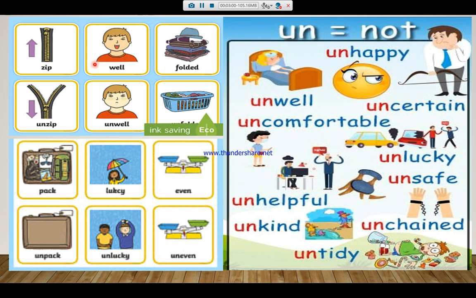Here we have some more words. We have the word zip, when you zip up, and unzip. Well, he's feeling well. No, he is unwell. Fold, unfold. Pack, which means to put things in the pack, and unpack, to get things out of it. Lucky, it's raining and she's lucky to have her own umbrella. But it's raining and the two boys, they are having no umbrellas, so they are unlucky. Even, uneven.